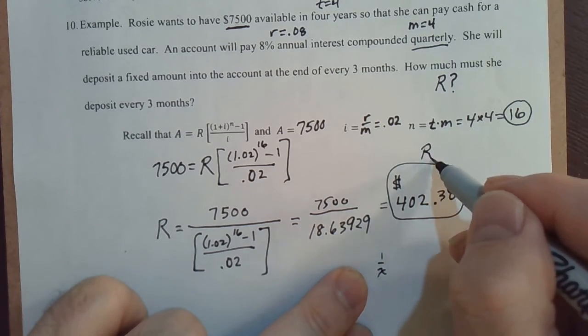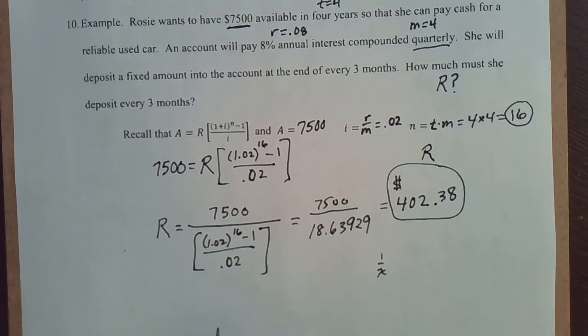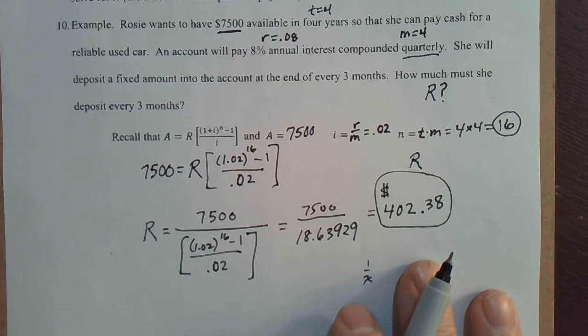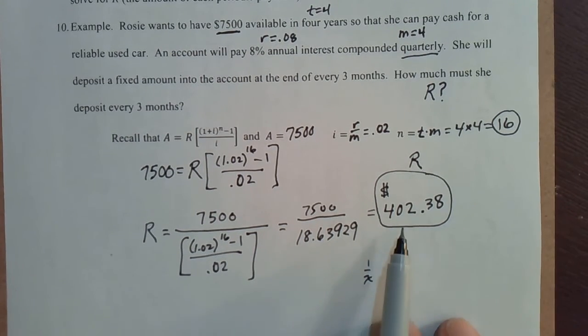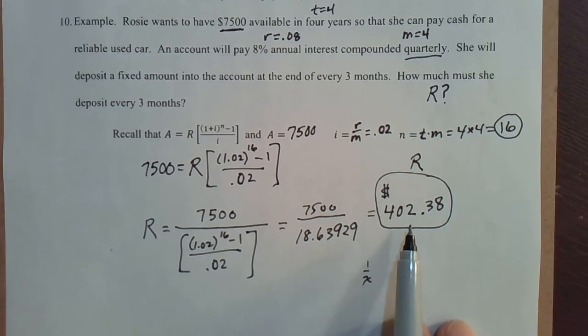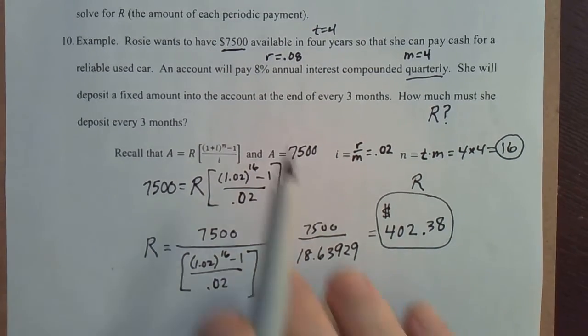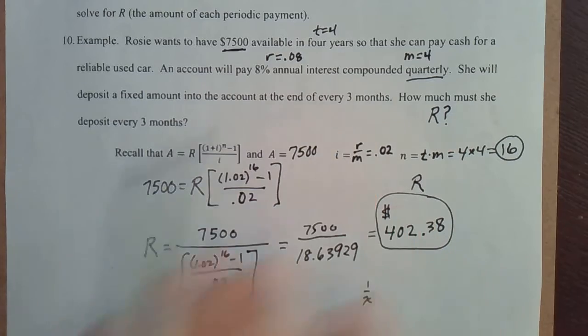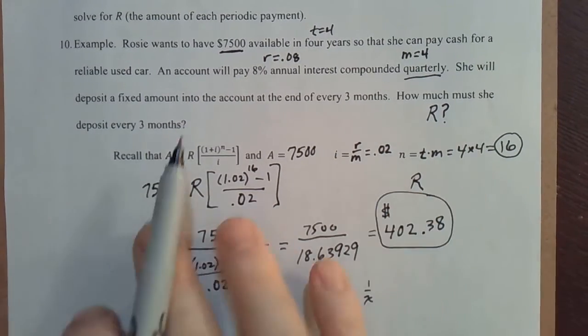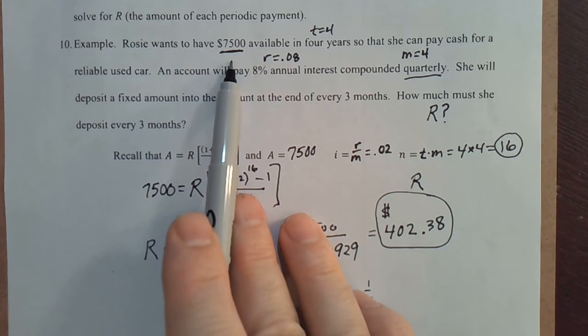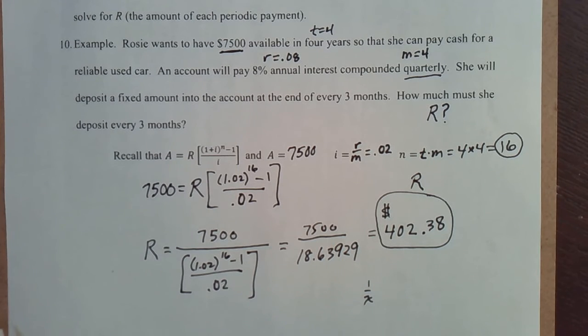So, for 4 years, if you make quarterly payments every 3 months of $402.38 into this account that pays 8% annual interest compounded quarterly, then you, or Rosie in this case, will have $7,500 at the end of that 4 years to buy the reliable used car.